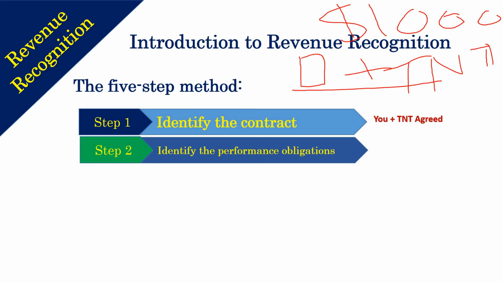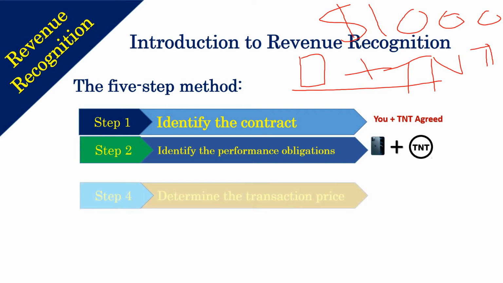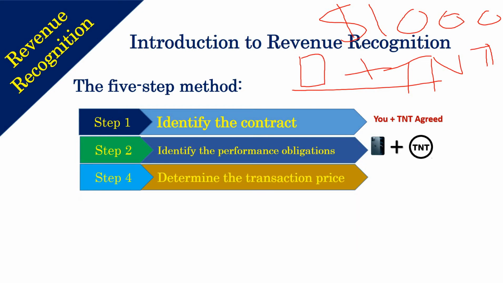Step number 2, identify the performance obligations. So what are the obligations of TNT? There are two obligations. The first one is to deliver the iPhone and the second one is to provide services by the TNT. Step number 3, actually, not 4. Step number 3, determine the transaction price. So the transaction price is 1,000.